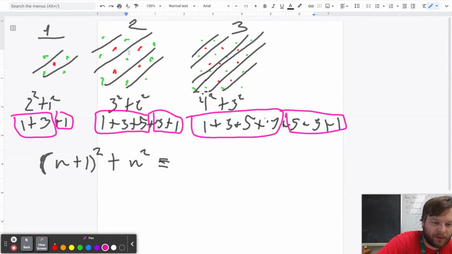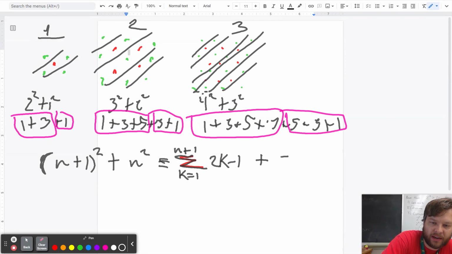And so if I want to write that up here, then I want to write the sum. Let's go to black here. So the sum from k equals 1 to n plus 1, the first n plus 1 odd numbers, 2k minus 1, plus then the sum from k equals 1 to n of 2k minus 1.